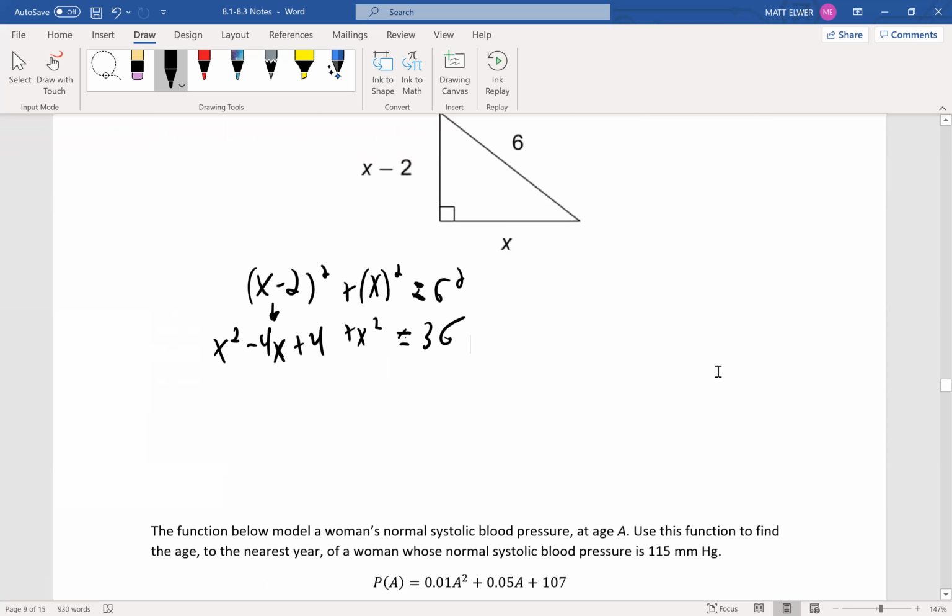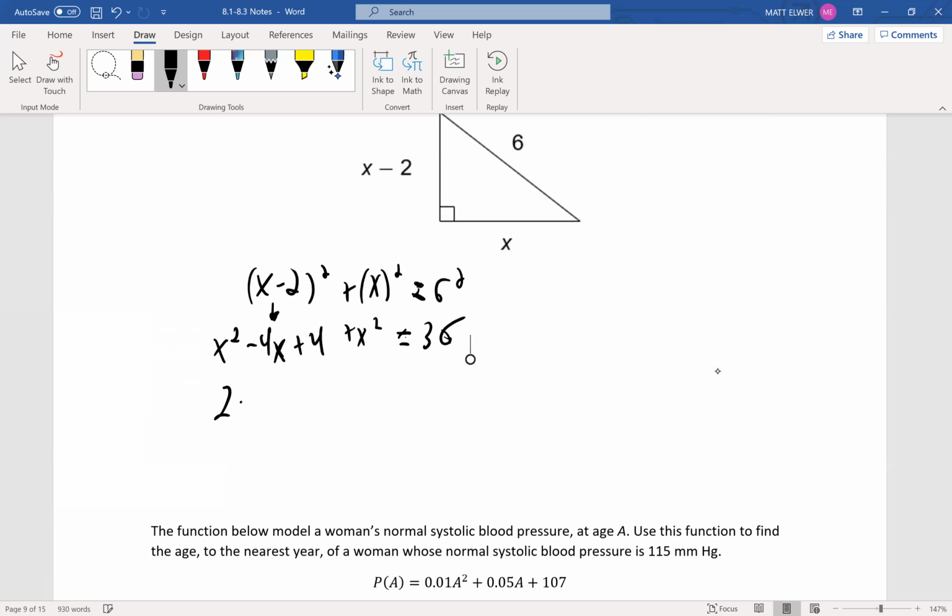Now notice, I think the easiest thing to do to find out what x is equal to is to just use the quadratic equation, right? So before I can use the quadratic equation though, I need to make sure that one of the sides of the equal sign is equal to 0. So what I'm going to do here now is combine my like terms, and then I'm also going to subtract 36 on both sides.